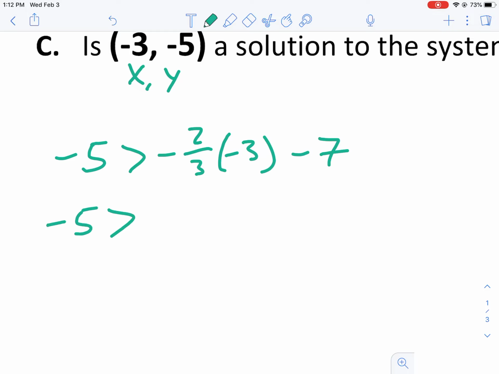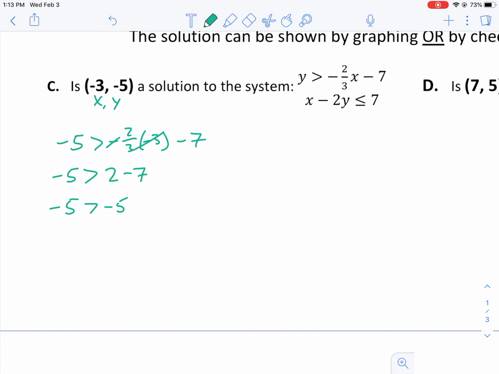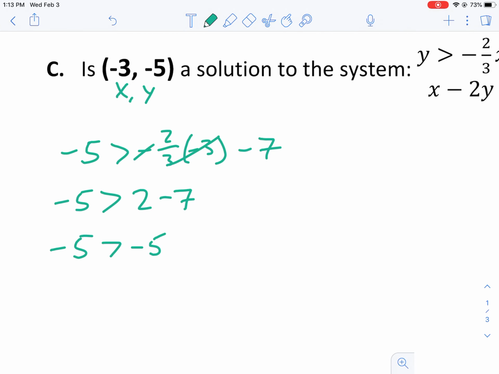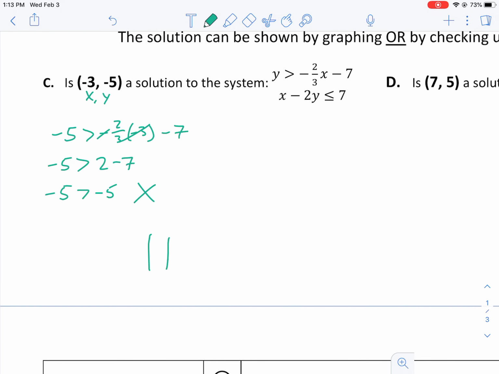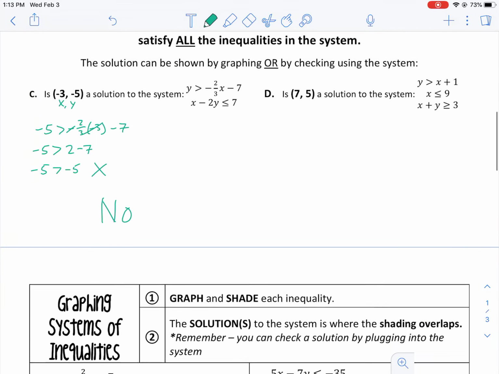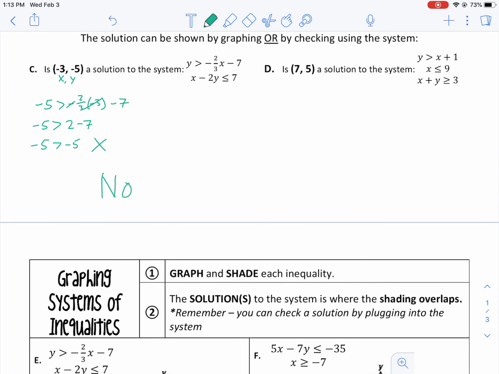Well, we got to simplify over here. So this 3 will cancel with that 3. The negatives will cancel. So this just becomes 2 minus 7. -5 is greater than -5. Is that true? No, that's not true. Okay. So therefore, this is not a solution to the system. So you would have to plug it in, right, and see, is it a solution or is it not? So you guys can do the second one on your own if you want.